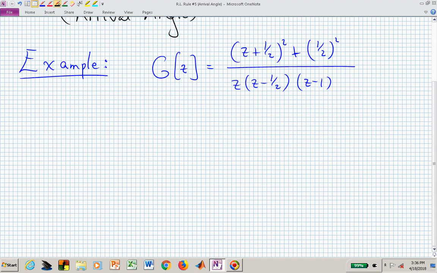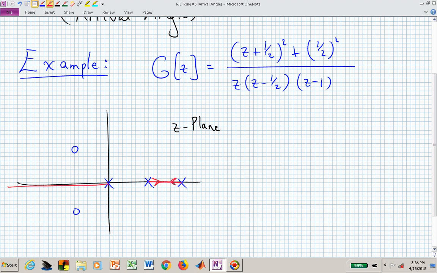In this particular case, let's just look at what we have. We have a pole at the origin, we have another pole at 1/2, and we have another pole at 1. And then these zeros are actually in the left half plane at 1/2 plus and minus j1/2. And for this particular collection of poles and zeros, we can now start looking at which pieces of the real line belong to the root locus. We know that these two are going to come together and meet. Maybe what we don't know is how they approach those zeros.